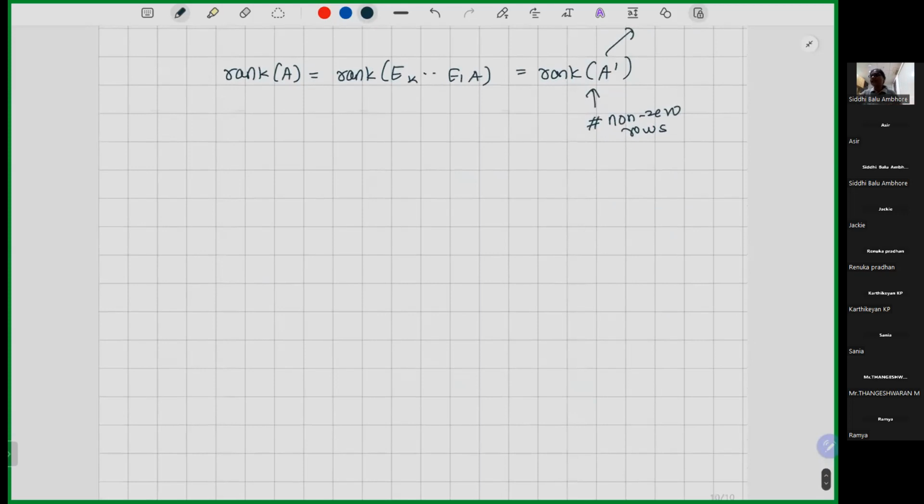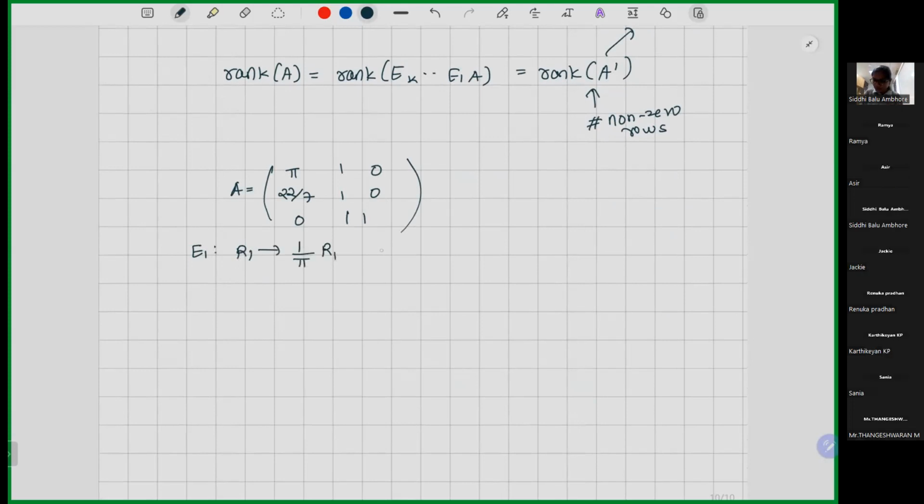So let me start directly by obtaining the matrix, this will be more helpful, I guess. 22 by 7, 1 0 0 1 1. Okay. And so I will do my first row operation. So E1 is R1 going to 1 by pi R1. So I'm just writing the resultant matrix here, so E1A is equal to 1 by pi 0, 22 by 7.